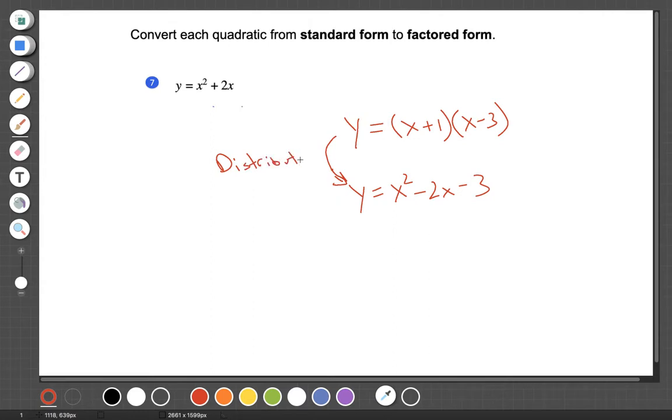But how do we go the other direction? How do we go from this to this? Well, we're going to use a process called factoring. Now factoring is a big mathematical task. We're going to get to all kinds of different factoring. But what you want to know about this term, factoring, super important: it's the opposite of distributing.